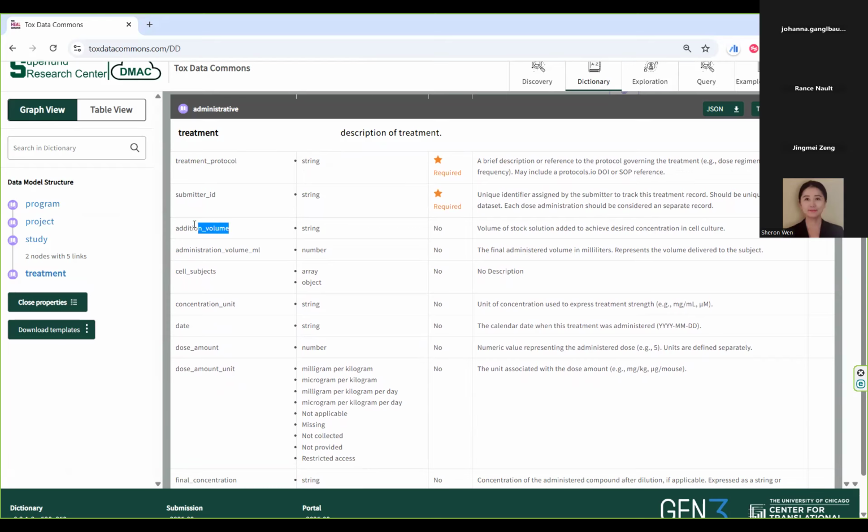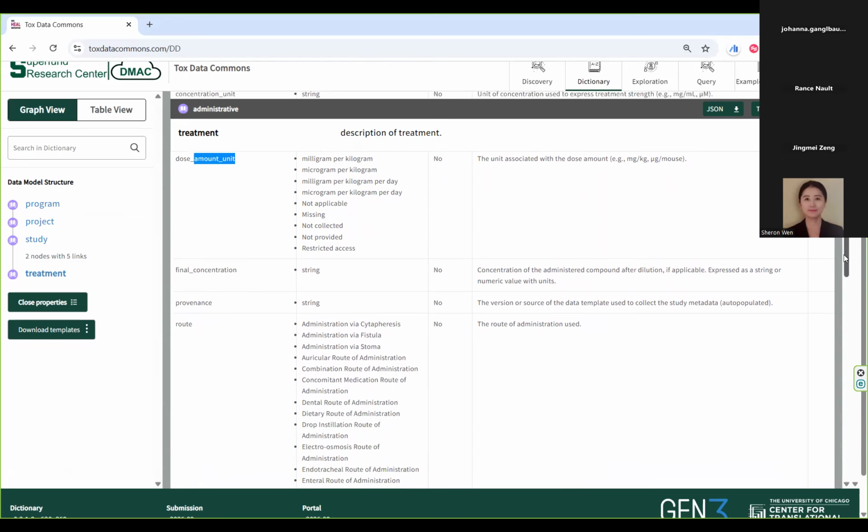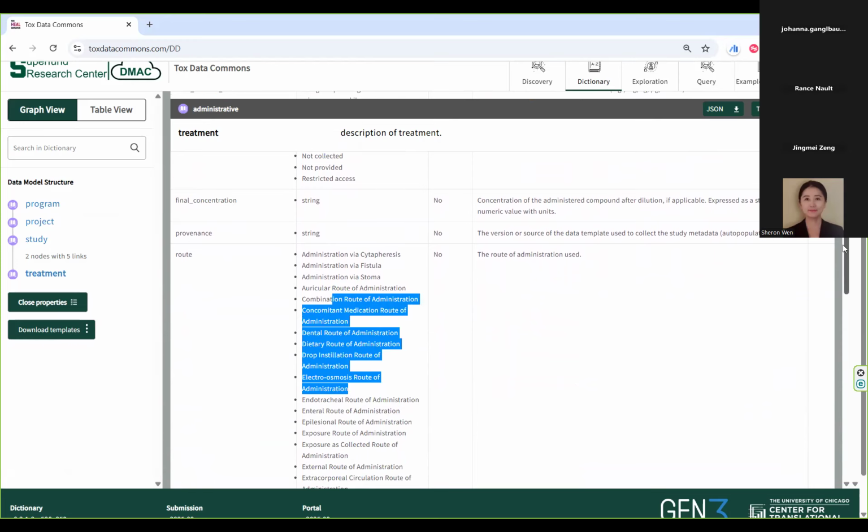But we have things like what volume was added, or rather, how much of the chemical was added to your stock solution, and how much was administered to the mouse or rat or whatever. Units, right? Making sure we're reporting units, because that was one of the biggest nightmares for working with the data. What unit were they using? Dose unit. The final concentration that's administered, right? Which route? And we have this massive list of routes.